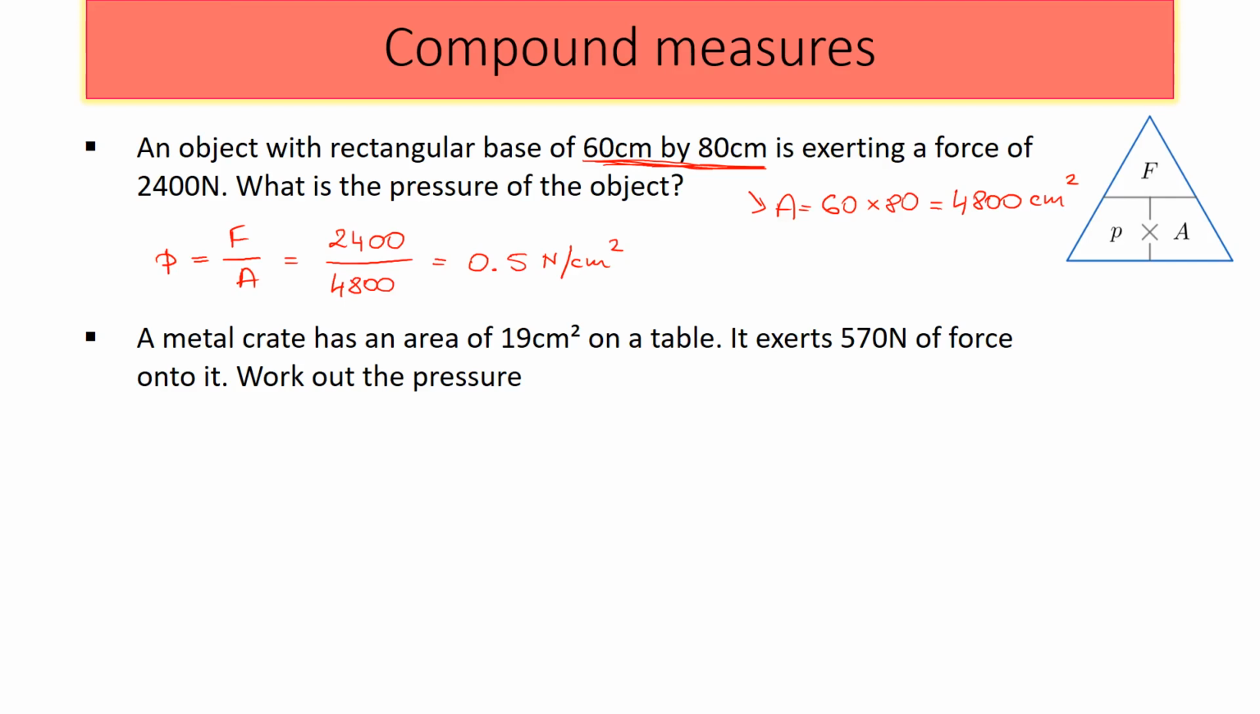A metal crate has an area of 19 centimeters squared on the table. It exerts 570 newtons of force onto it. Work out the pressure. So you want to find the pressure. Again that's force over the area, and that's 570 over 19, which is 30 newtons per centimeters squared.